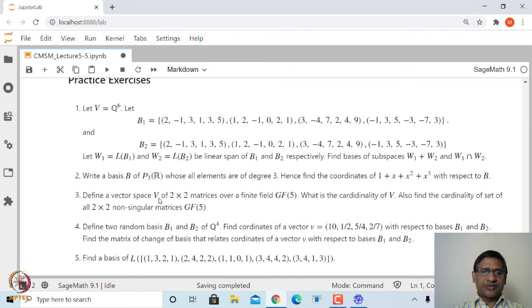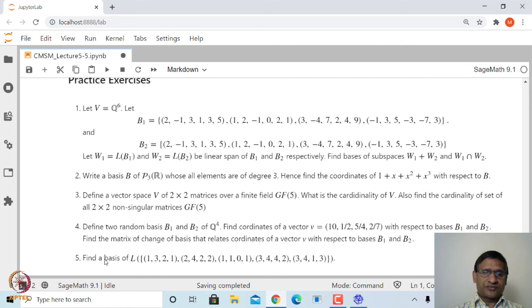The next problem is to find a vector space V of 2 cross 2 matrices over GF5. So again the matrix space will be used. You can find the cardinality of this set, that is, how many elements are there. You can also find the cardinality of the set of all 2 cross 2 non-singular matrices. These are called GL of 2. Next, define two bases B1 and B2 of Q4. Find the coordinates of, let us say, this vector with respect to each of these, and find the transition matrix and then see how they are related.